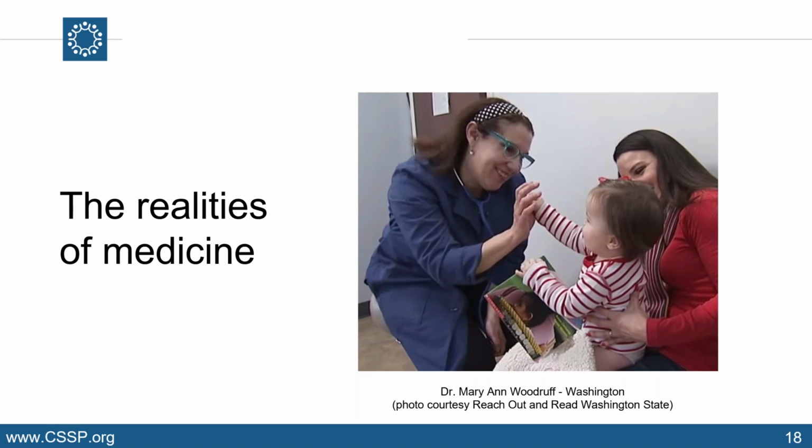So this is Dr. Marianne Woodruff, a dear friend here in Washington State, who has been doing Reach Out and Read now for about 15 years. And I just love this little picture because it shows the excitement around the book, the relationship between the mom and the little girl in this case, and the doctor.